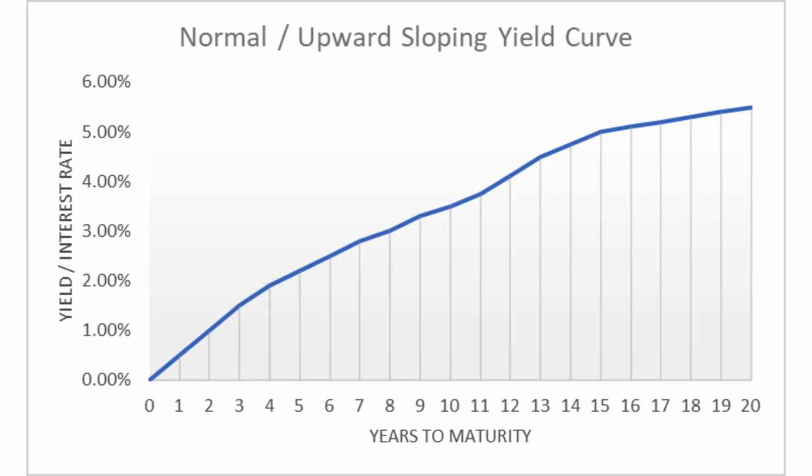In this scenario, quite intuitively, an investor gets paid higher as the maturity or the tenor increases. After all, as an investor, you would want to be paid higher for staying invested for a longer term. So this type of a curve forecasts normal economic growth in the years ahead.